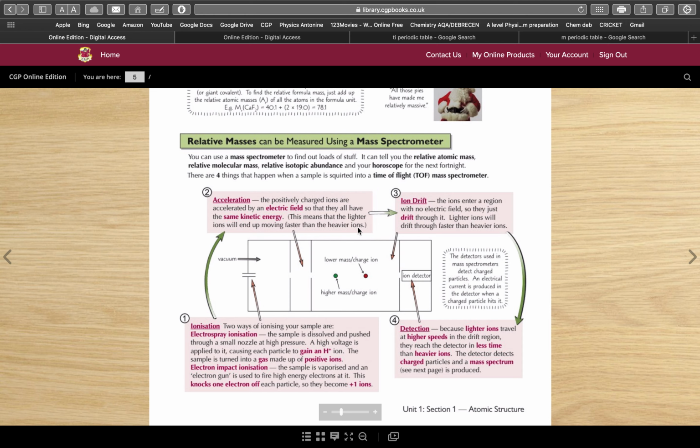So acceleration: the positive ions are accelerated by electric fields to a constant kinetic energy. So K equals half times mass. Oh, this is a different equation. Is it? Oh no, it's the same. It's just missing; I thought that was an N. So K equals half times mass times velocity squared.